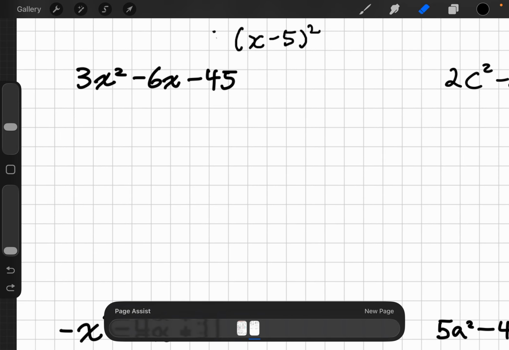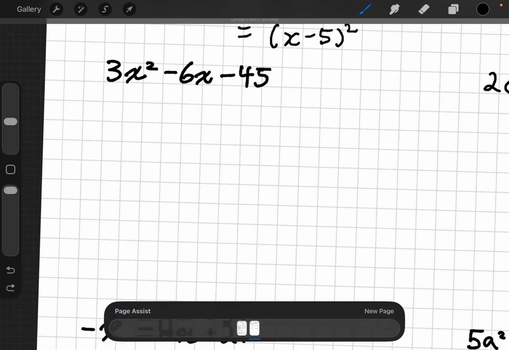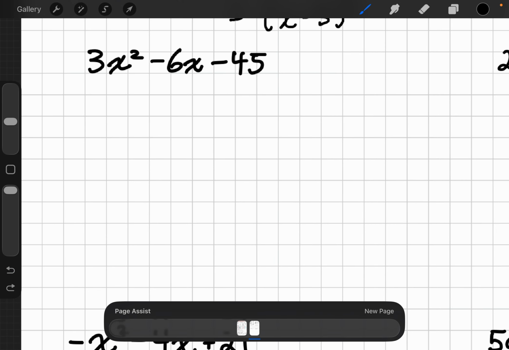So we look at this trinomial here. We see that right now we can factor out something right off the bat. We look at all the coefficients here. They are all divisible by what? They're all divisible by 3.